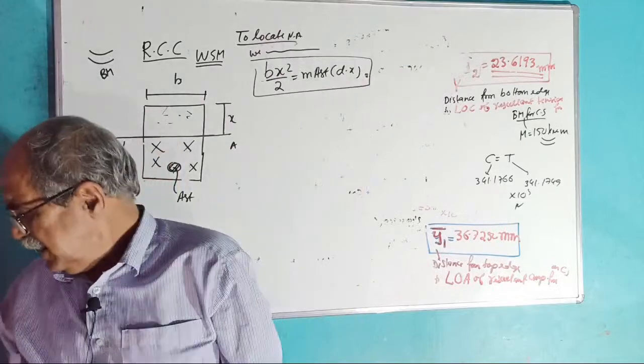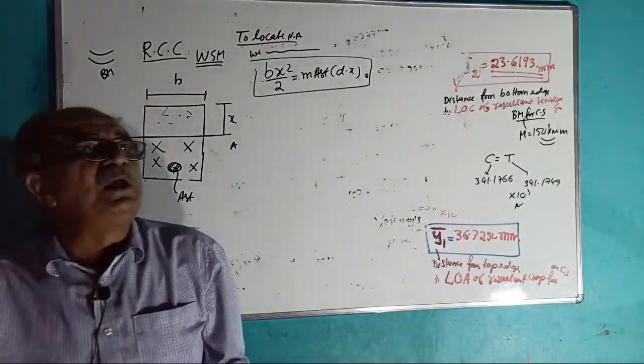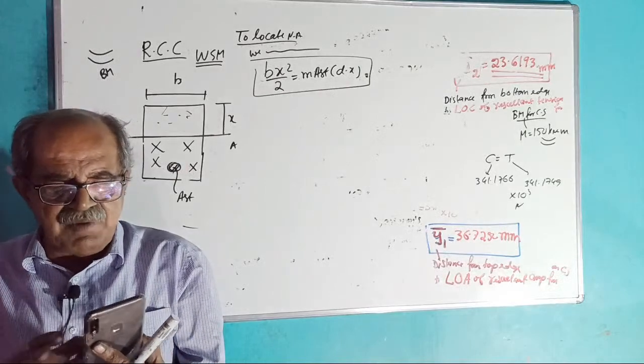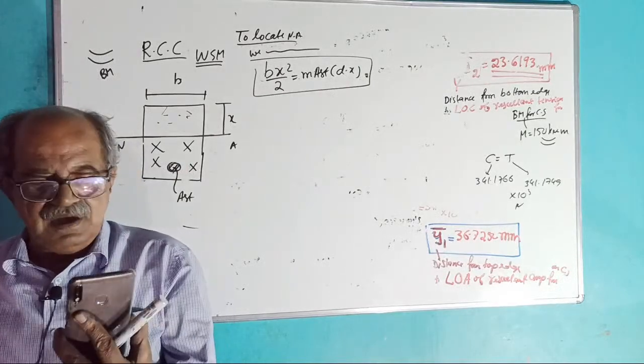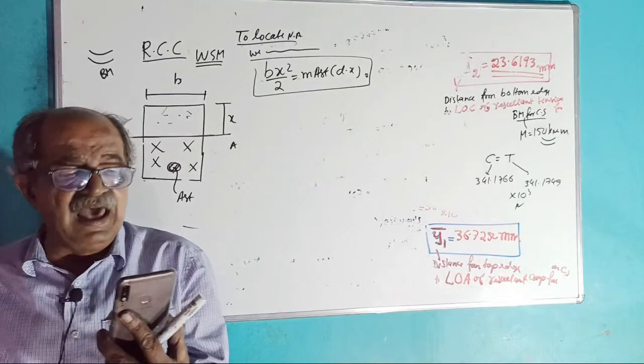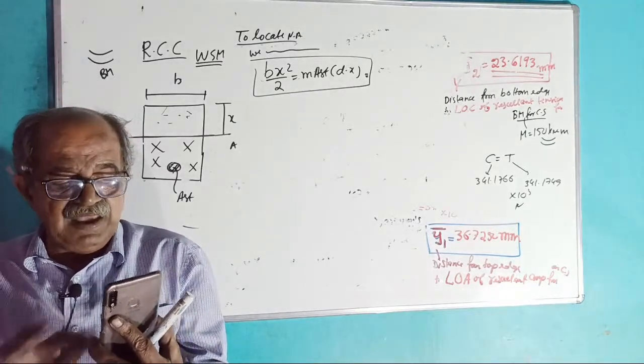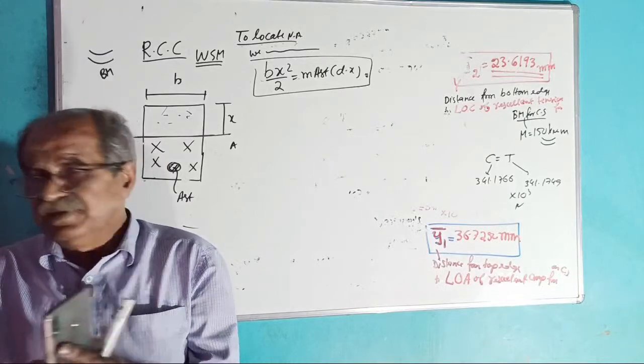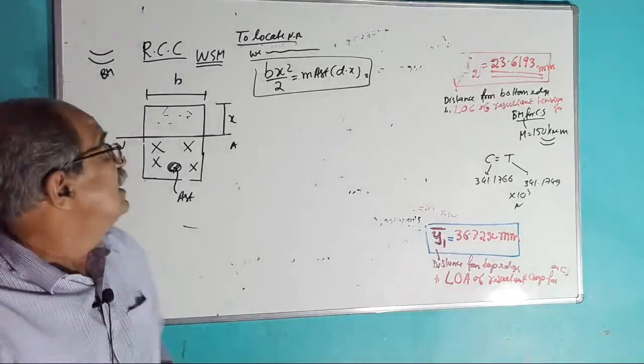Clear? It is the same as locating y bar like what? A1 y1 plus A2 y2 divided by A1 plus A2. Clear or not? Fast. Clear? Tell me, clear or not? Okay. It is clear. Now, second one.